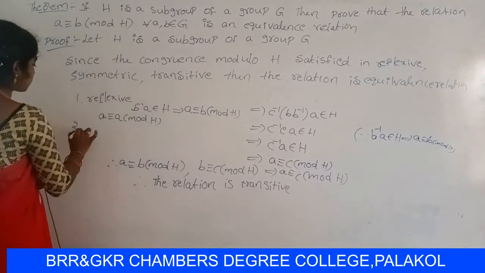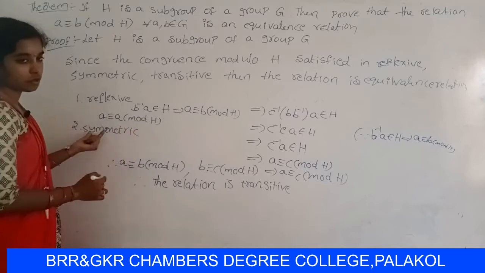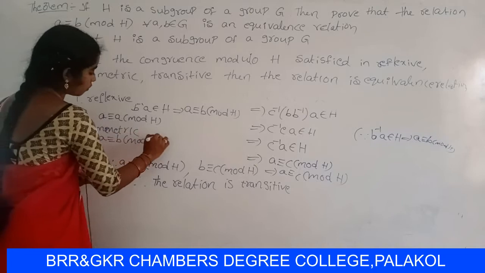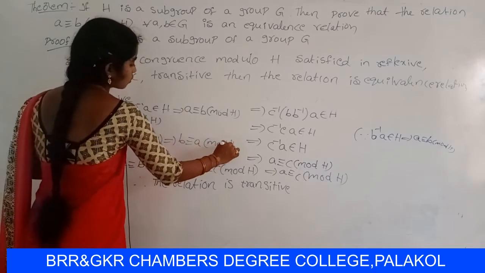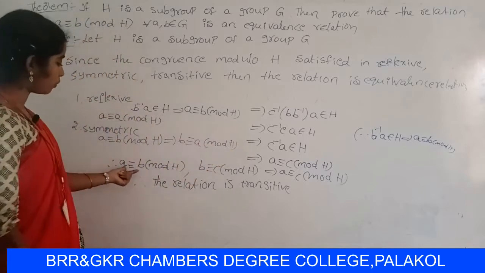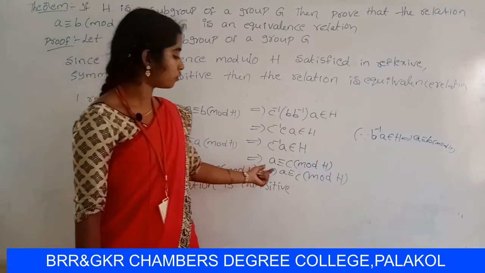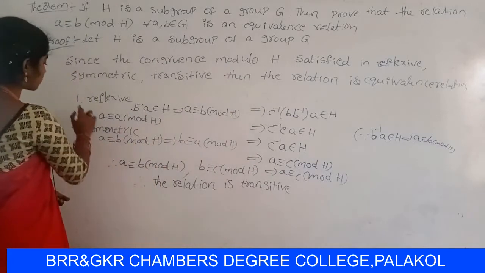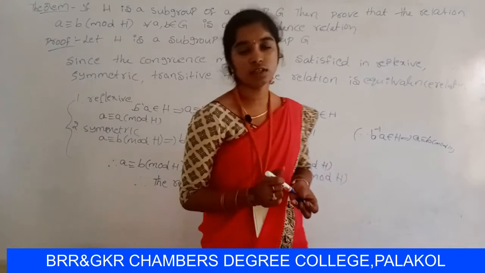The second one is symmetric. First of all consider A congruent to B modulo H; we have to prove B congruent to A modulo H. The third one is A congruent to B modulo H and B congruent to C modulo H; you have to prove A congruent to C modulo H. Therefore the three properties are satisfied, so the relation is an equivalence relation. So this is the theorem. Next theorem.